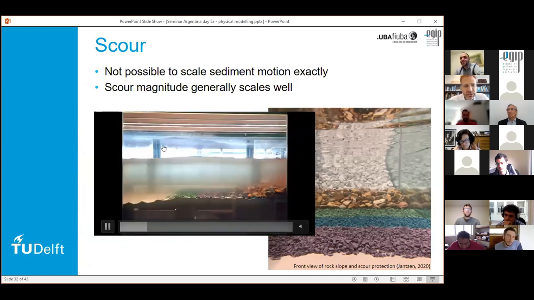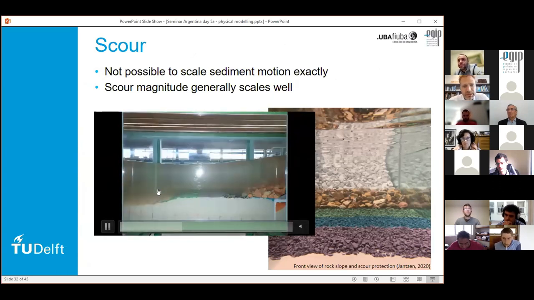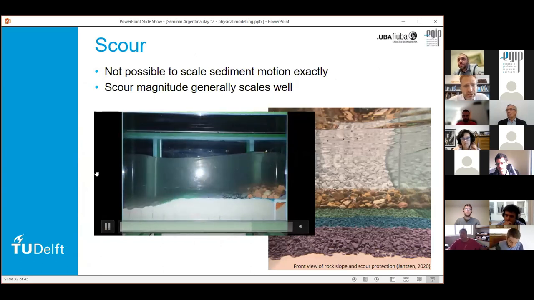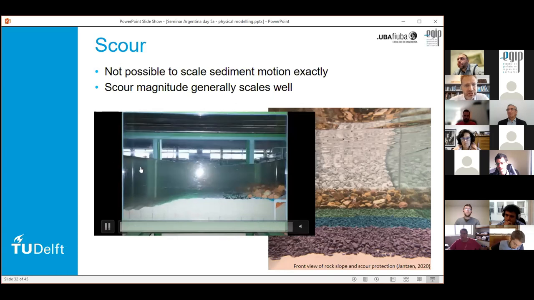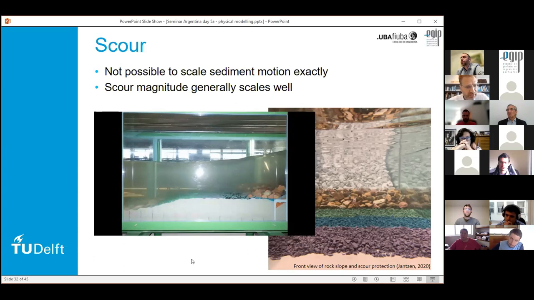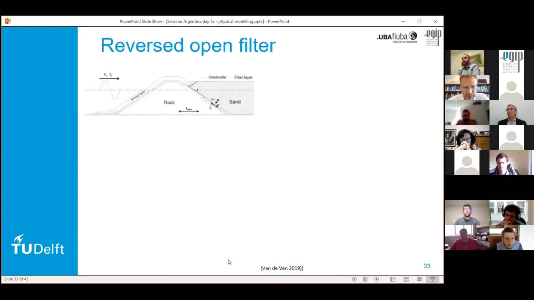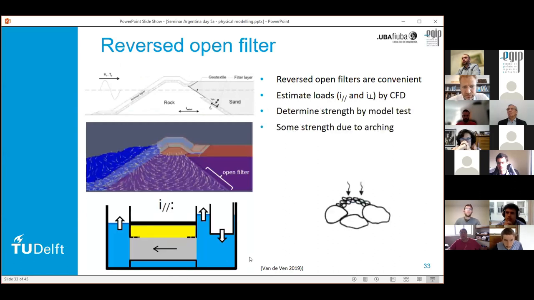In this study we were looking at how long the bed protection should be to influence the scour. The scour is formed by the node and anti-node pattern in front of this breakwater. We had some very nice results on this, but I don't think I have time to go into it, though it is also something we do. This one I will skip completely, although it's very nice.